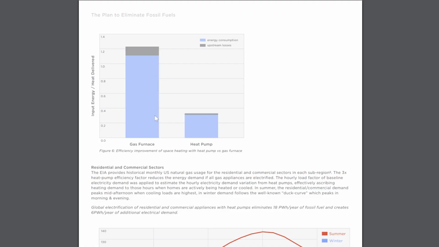So this chart here, we see the gas furnace, how much energy it uses. Very similar efficiency gains by switching to a heat pump compared to electric vehicles versus gas cars. Well, they're saying here the 3x heat pump efficiency factor reduces the energy demand if all gas appliances are electrified. So they're saying roughly 3 times more efficient for the use of heat pumps. It's a big part of Tesla's plan for the future. They already have heat pumps in their vehicles, and it seems like eventually they're going to get into making heat pumps for residential homes and maybe offices and commercial buildings.